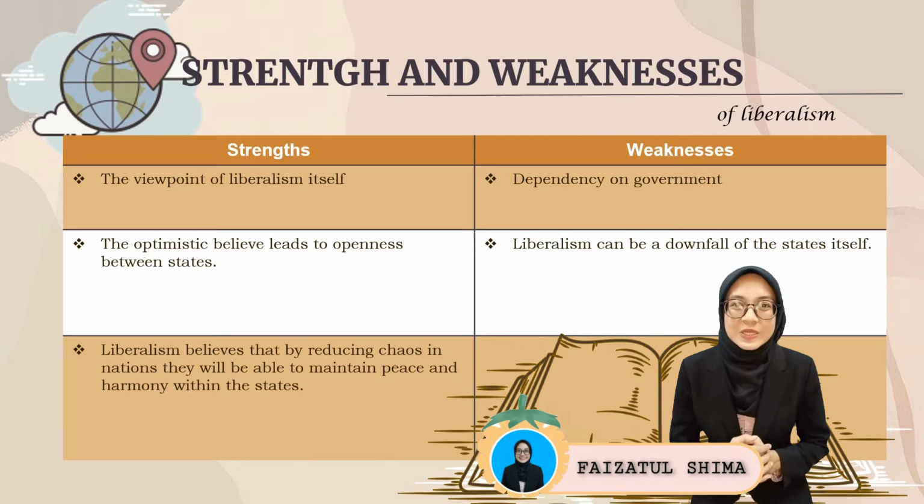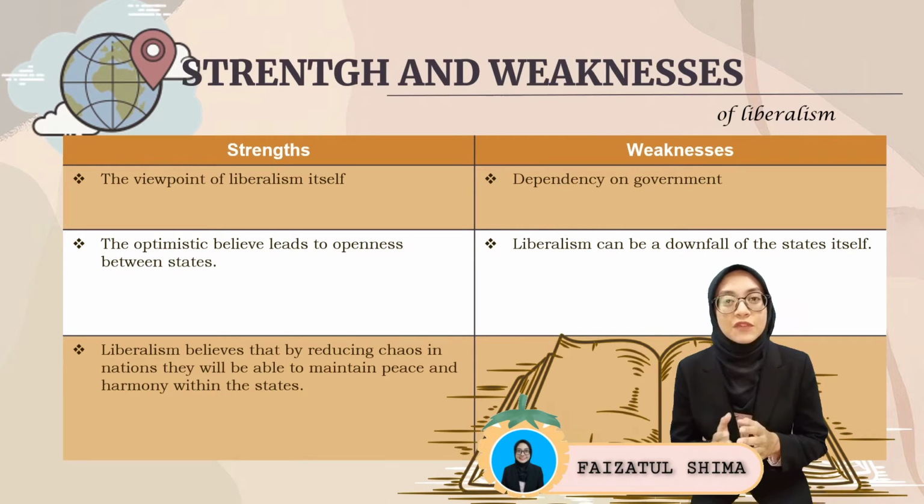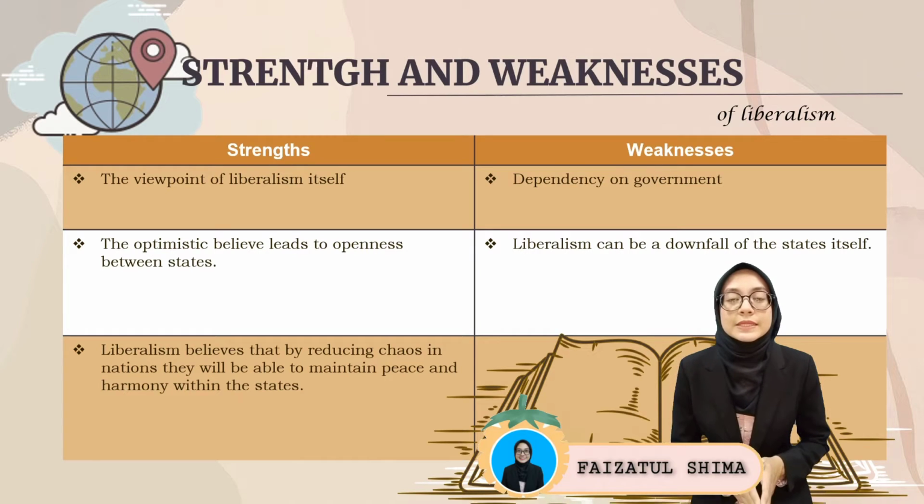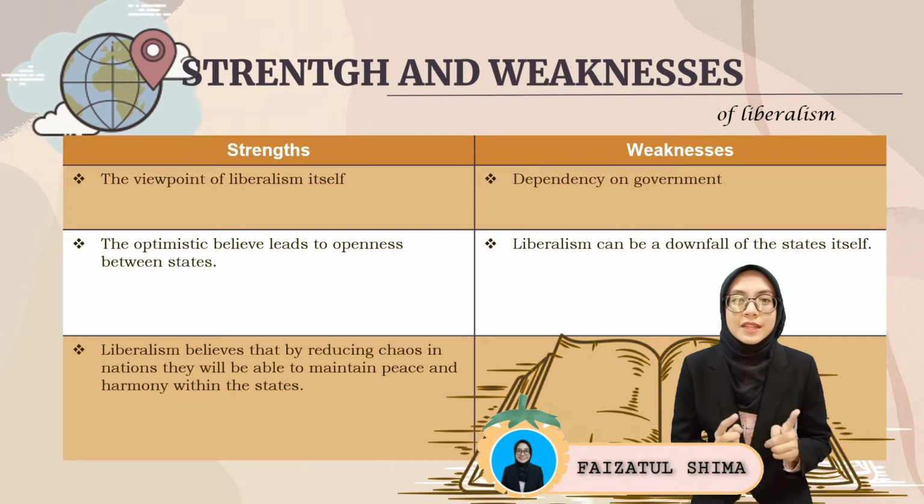Next, I'll explain about the weaknesses of liberalism. The first one is dependency on government. As we know, the strength of liberalism is the government involvement itself. However, the drawback of this is that citizens might put high expectations on the government to excel in performing their tasks as the representative for the citizens.